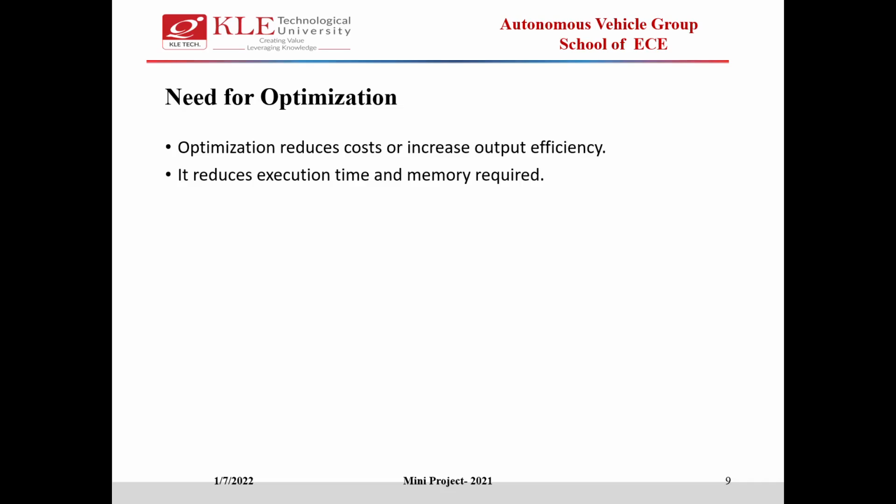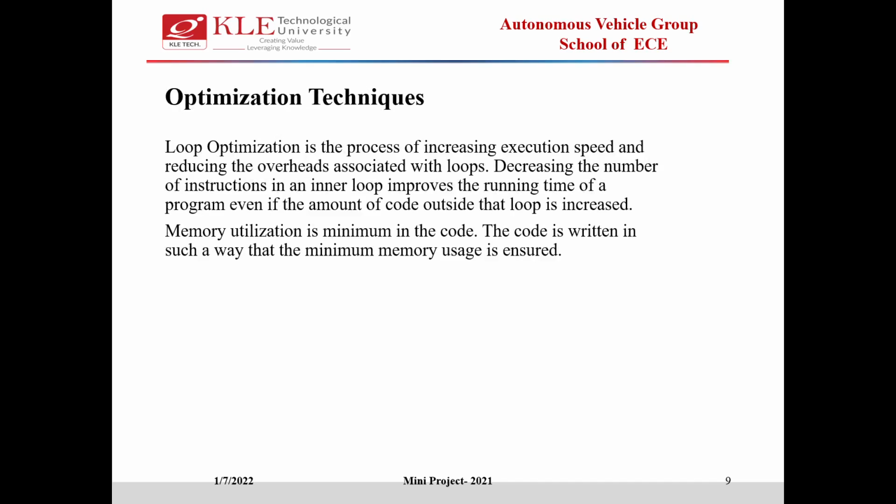So what is optimization? Optimization reduces the cost or increases the output efficiency. It reduces the execution time and the memory that is required. The optimization technique that we use in our project is loop optimization. It is the process of increasing the execution speed and reducing the overheads associated with the loop. Decreasing the number of instructions in an inner loop improves the running time of the program even if the amount of code outside the loop is increased. We also ensured that the memory utilization is minimum, so the code was written in such a way that the memory utilization is minimum.